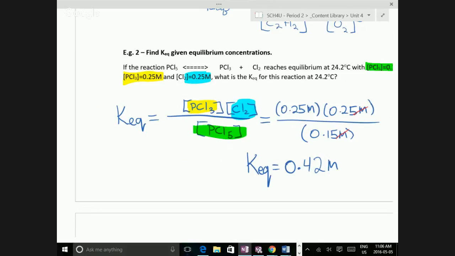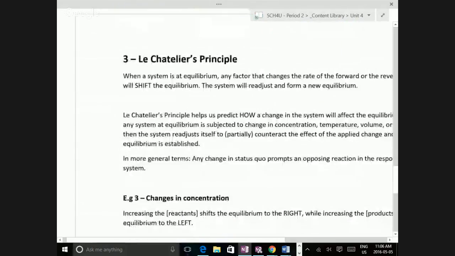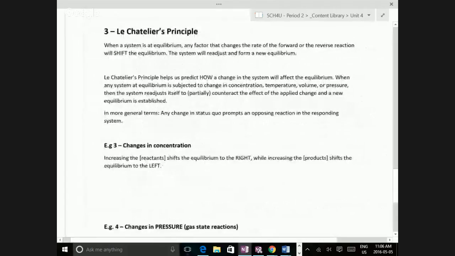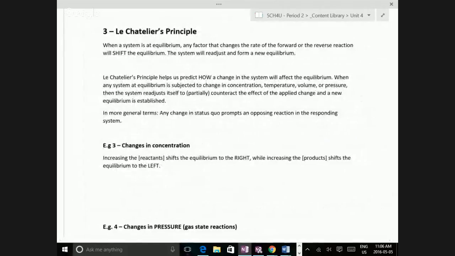Now this brings us to our third page, the last concept, and it brings us to Le Chatelier's principle. But listen, I like to think of Le Chatelier's principle as the young children principle.